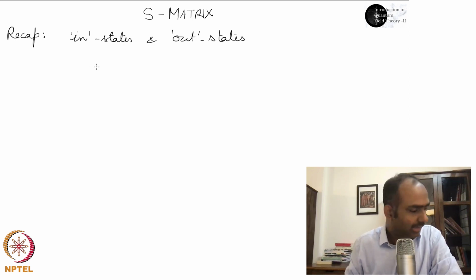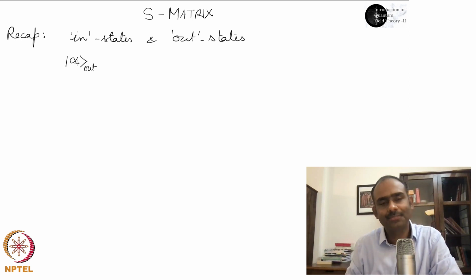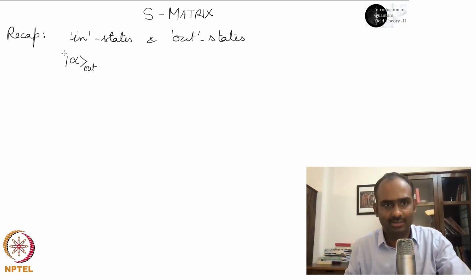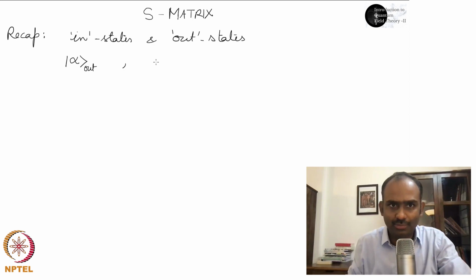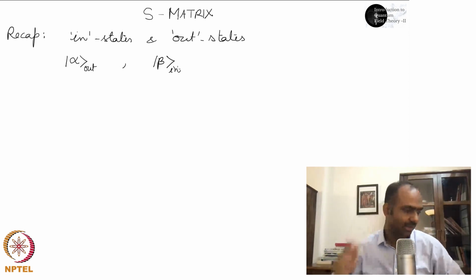So in general, in any theory, not necessarily a real scalar field theory but any arbitrary theory, I will write alpha out. That specifies some out state, where alpha are the appropriate labels, and similarly we will write beta in. So these are in and out states.